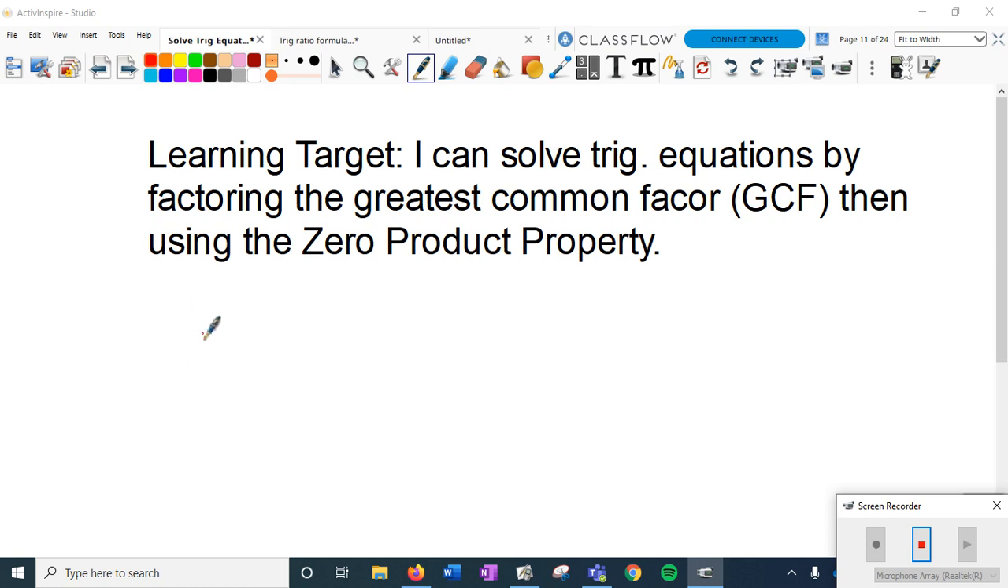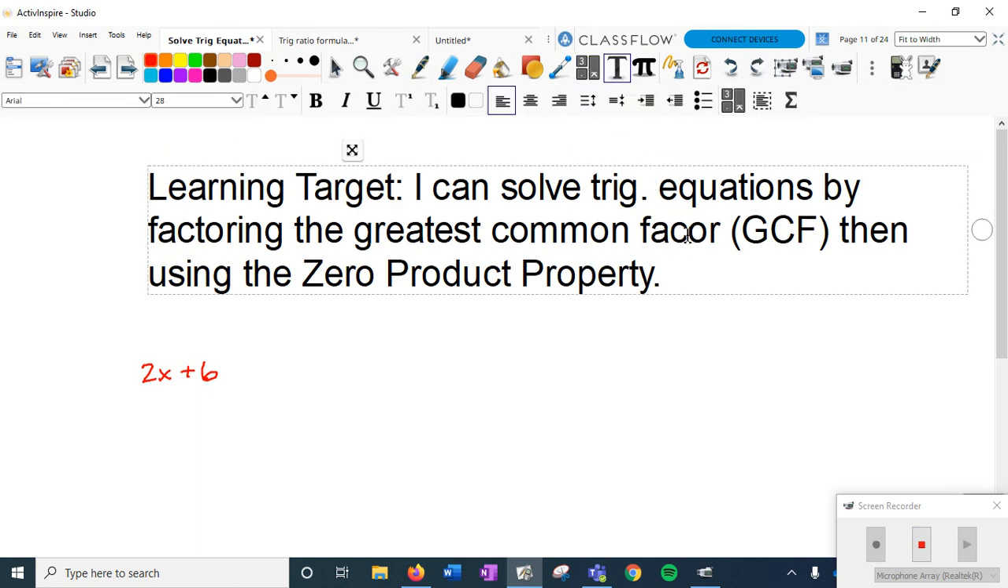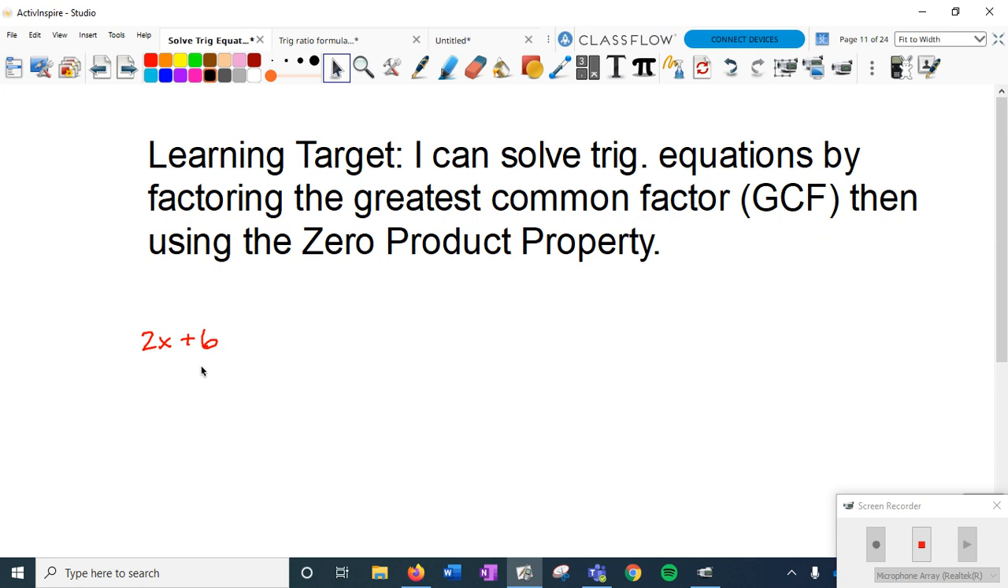When we talk about factoring a greatest common factor, we talk about taking an expression where the terms have some multiplication in common. A factor is something that's getting multiplied. For example, here I have 2x plus 6. Both of these things have a times 2 in common. This is a 2 times an x, and this could be seen as a 2 times a 3. They have a common factor of 2, and it's the greatest common factor that they have.